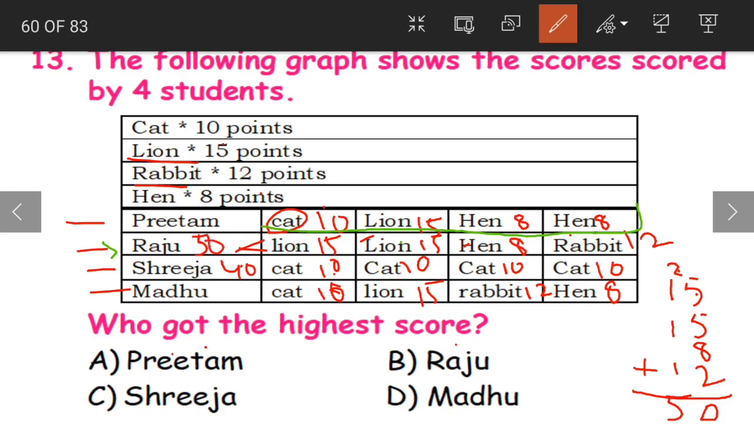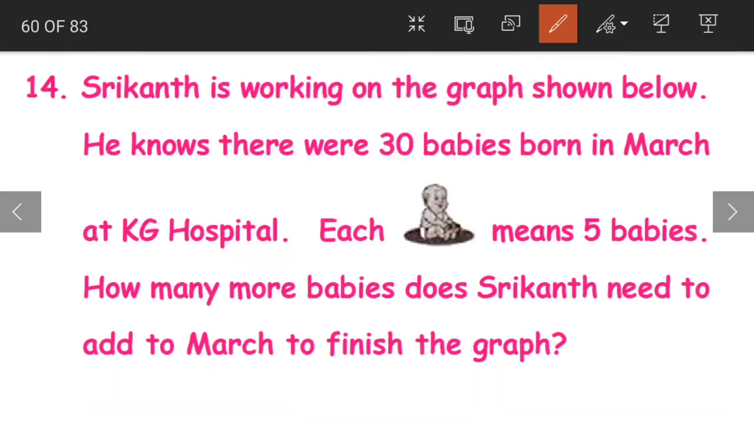Coming to Preetham, 10 plus 15, 25. 25 plus 8, 33. 33 plus 8, 41. Now coming to Madhu, 10 plus 15 is 25. 25 plus 20 is equal to 45. So from the total scores, who got the highest, children? As expected, Raju only got the highest score. So option B, Raju becomes the correct answer.